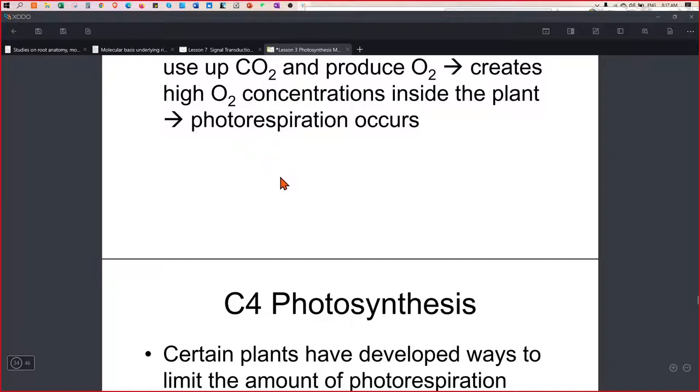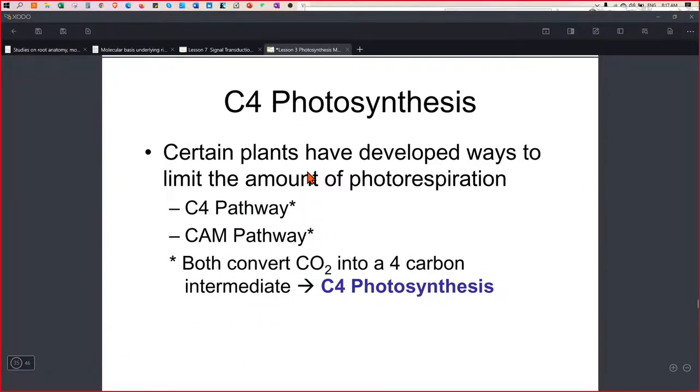So photorespiration, even though it is happening all the time in most plants, there are some plants which through evolution have created a special type of photosynthesis. It's called the C4 pathway and also the CAM pathway. Both fix CO2 into a 4-carbon intermediate first, that's why the name is C4.